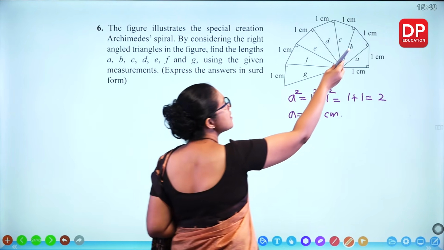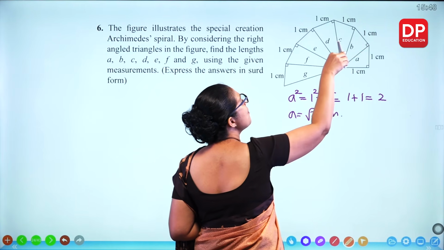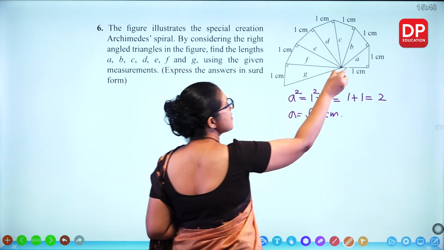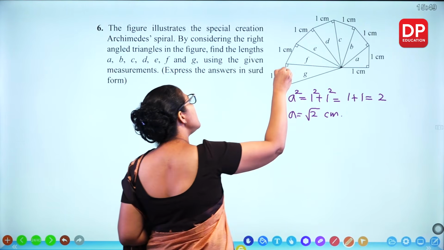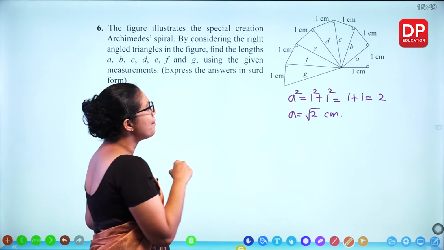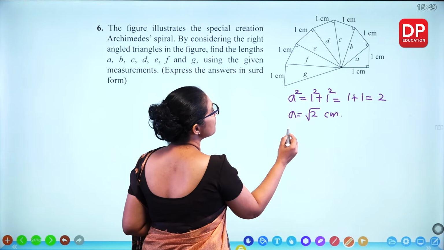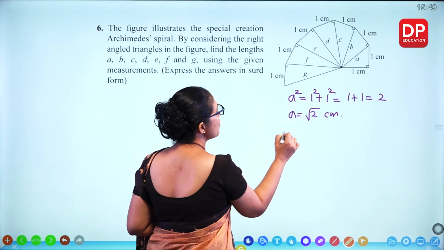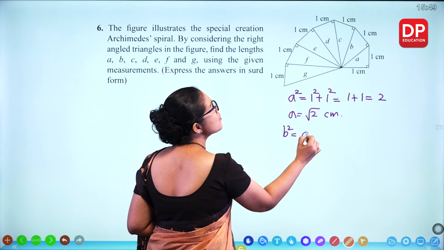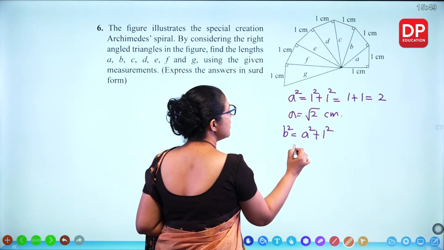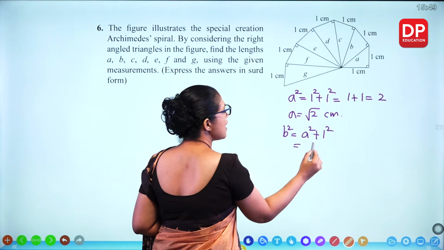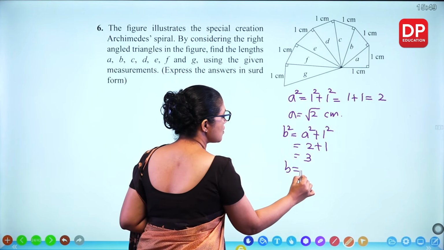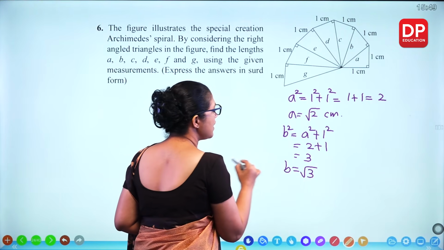Then you have to start from here to get B. So that's why it's like a spiral. It's all connected. Starting from here, you can find all the lengths there. Then Pythagoras theorem for the other triangle. B squared is equal to A squared plus 1 squared. A squared, we found out that's 2. 2 plus 1, you get 3. B is square root of 3.